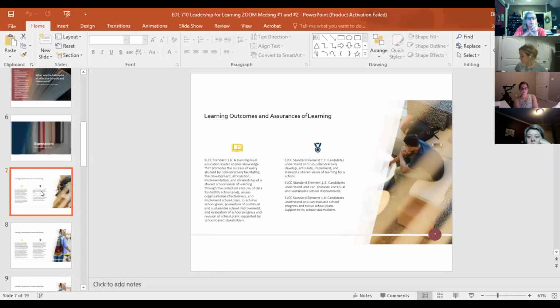The first one is 1.0. A building level education teacher applies knowledge that promotes the success of every student by collaboratively facilitating the development, articulation, implementation, and stewardship of a shared school vision of learning. I'm not going to go on any further. So just looking at that part of what I just read to you, show me with a show of fingers, how many concepts are in there just so far?